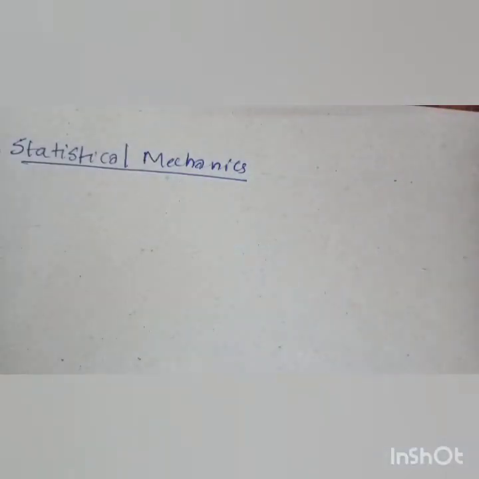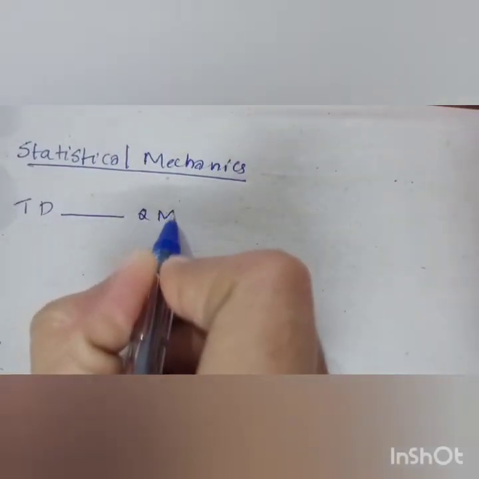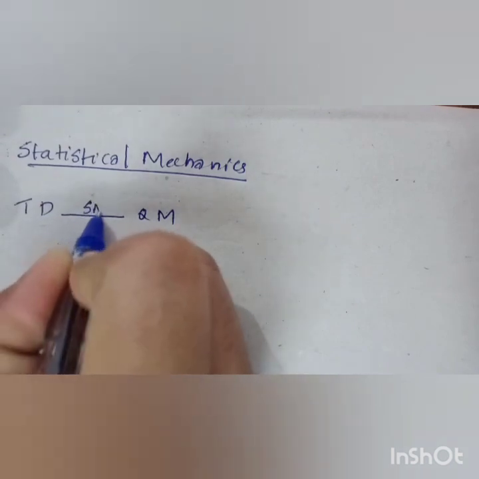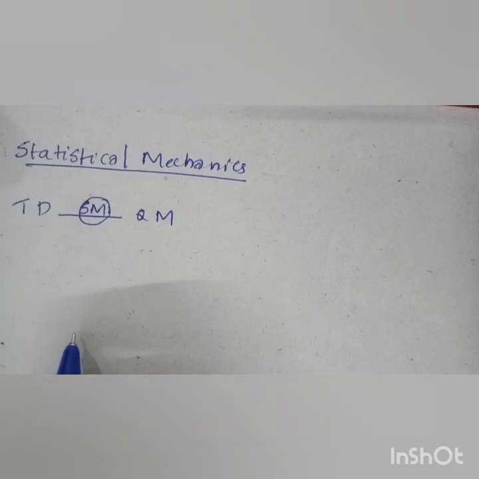Today we are discussing statistical mechanics. So, statistical mechanics is a connection bridge between thermodynamics and quantum mechanics, because thermodynamics is a macroscopic point of view and quantum mechanics is a microscopic point of view. Statistical mechanics is the connection bridge between thermodynamics and quantum mechanics.